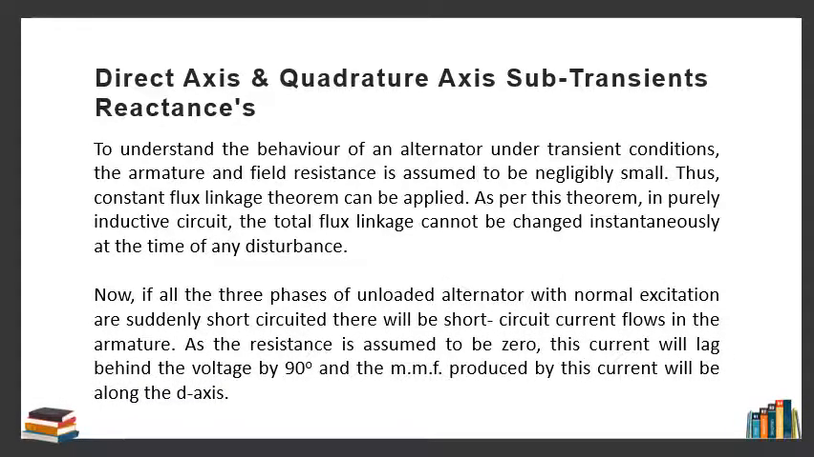Now, if all three phases of an unloaded alternator with normal excitation are suddenly short-circuited, there will be short-circuit current flow in the armature. As the resistance is assumed to be zero, this current will lag behind the voltage by 90 degrees and the MMF produced by this current will be along the D-axis.